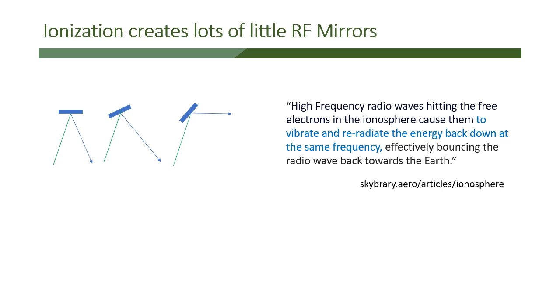And the key here is that the high frequency radio waves, the HF waves particularly, the ones we call shortwave, hit the free electrons in the ionosphere, causing them to vibrate, and this causes them to re-radiate the energy back down at the same frequency, effectively bouncing the radio waves back towards the Earth, as we've been talking about. So what to keep in mind is that this very energetic area of the atmosphere is able to reflect radio frequencies.